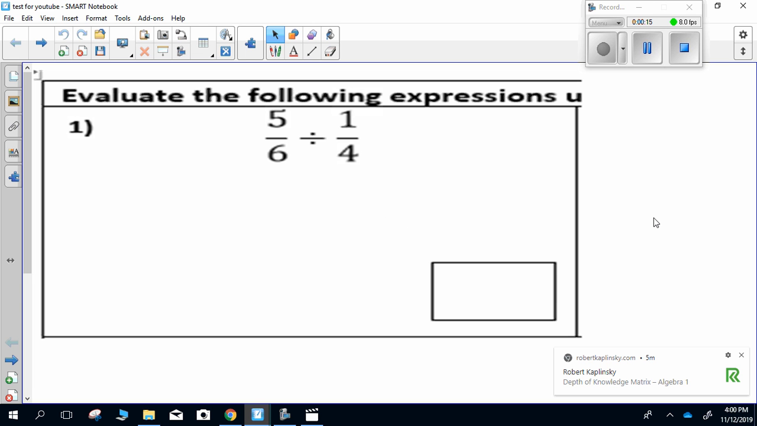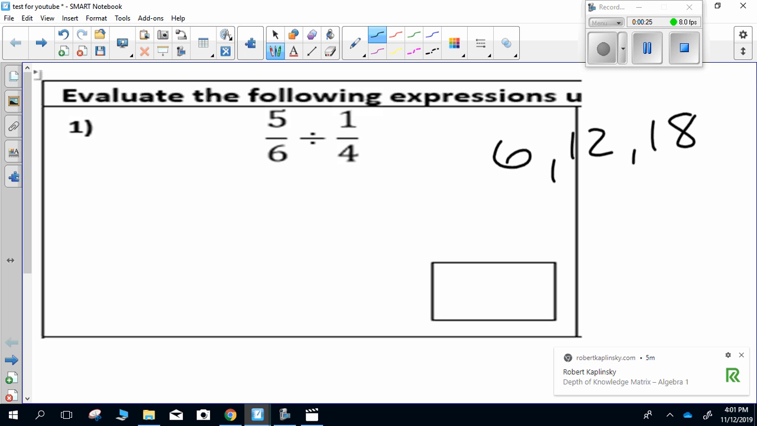So the first thing I see when I look at this problem is I know that I have to find a common denominator. So I think about my least common multiple. So I've got 6, 12, 18. And because 4 divides into 12, I know that's my common denominator. So I make equivalent fractions. So I've got 5/6 is equivalent to how many twelfths, and then 1/4 is how many twelfths.